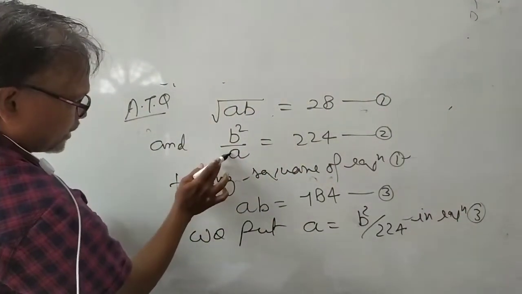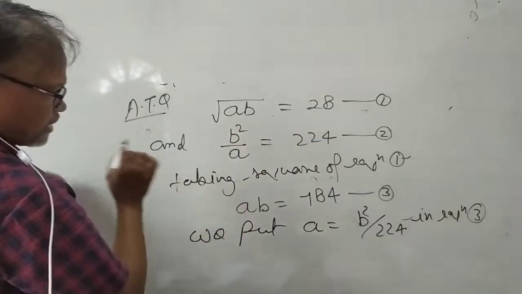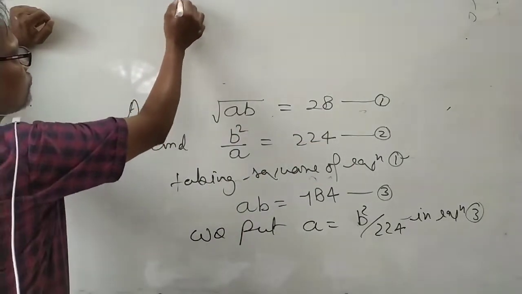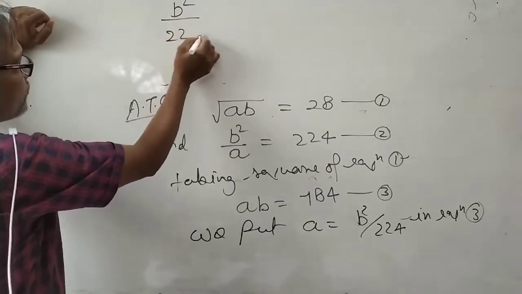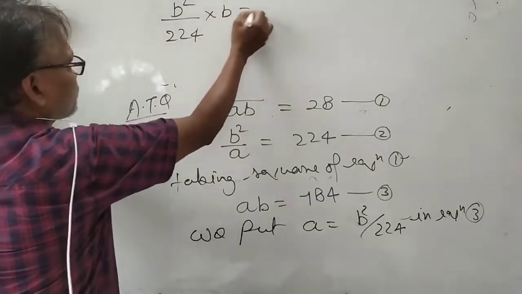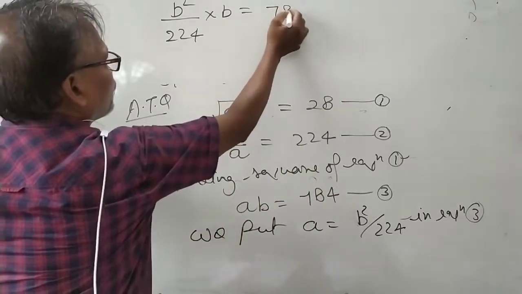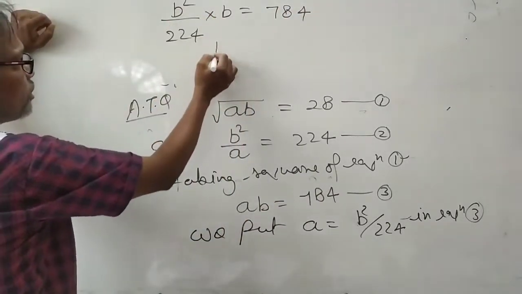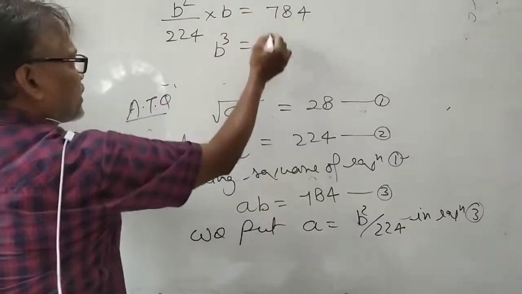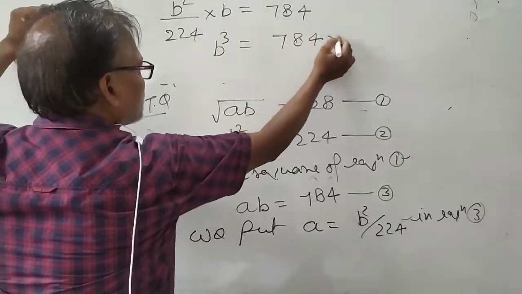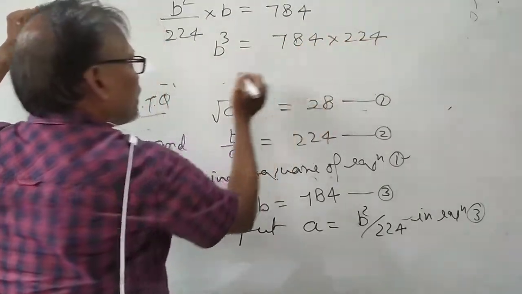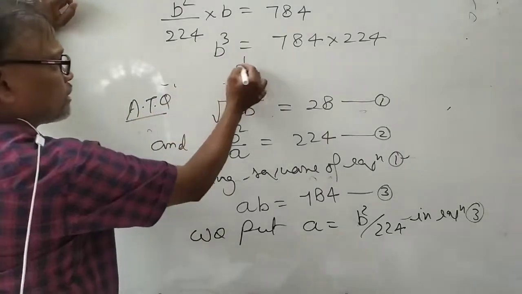इसको A की वैल्यू यहां से लिया है, इस इक्वेशन से इसमें रखना है, तो b square by 224 into b is equal to 784. It is b cube now, and this 224 take that side. Now take out the taking the cube root.